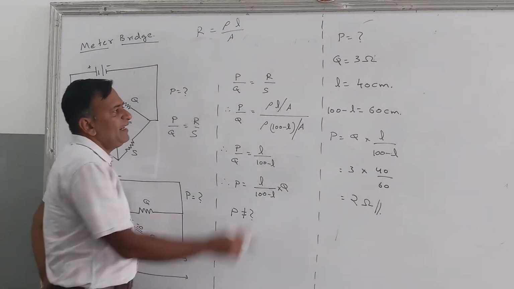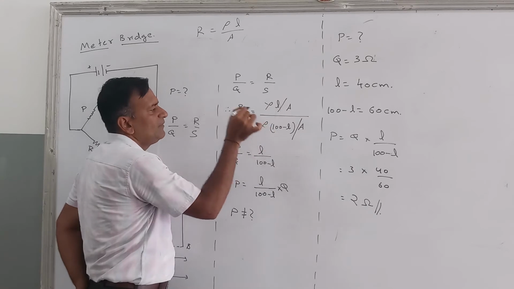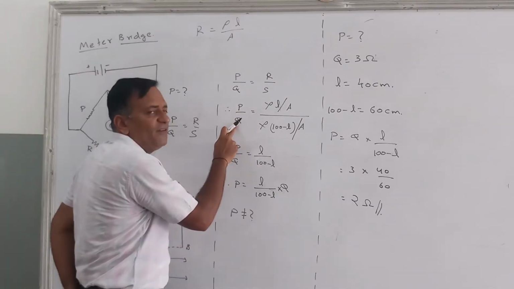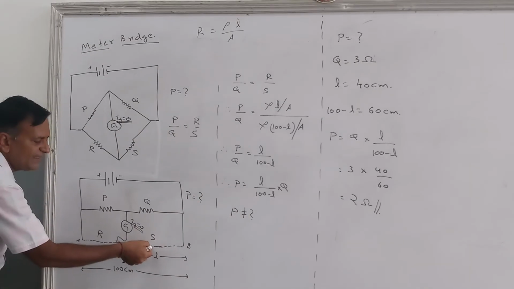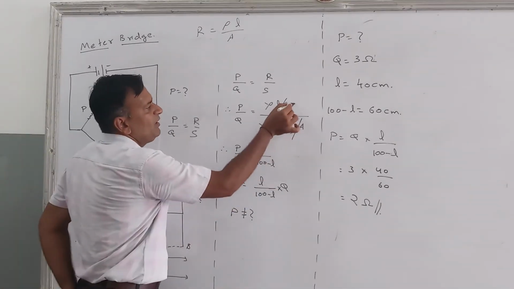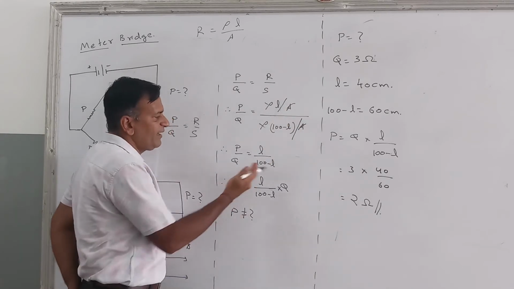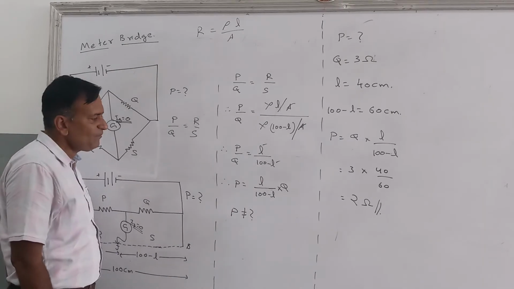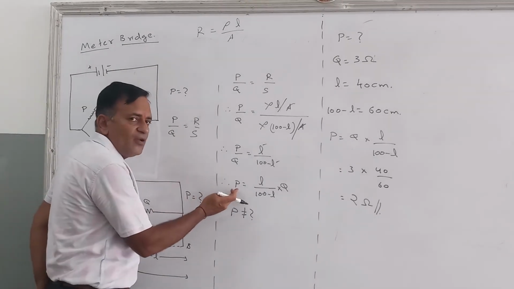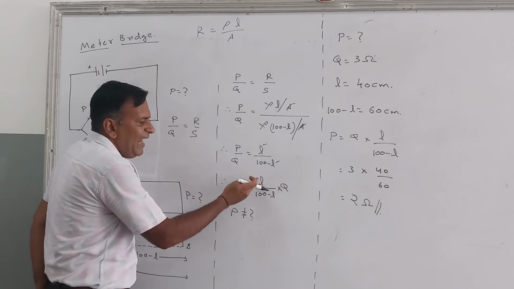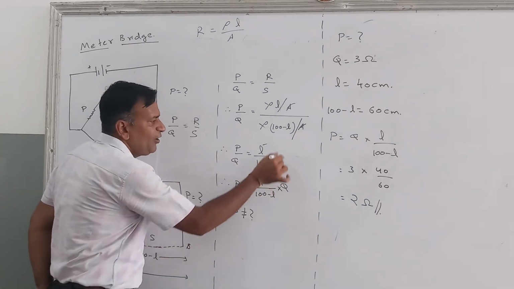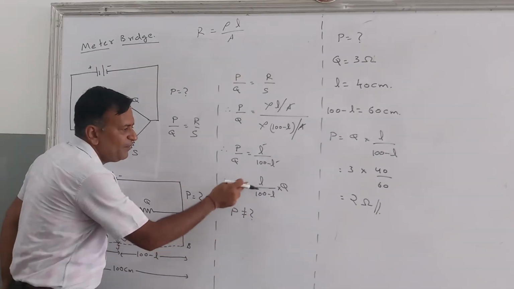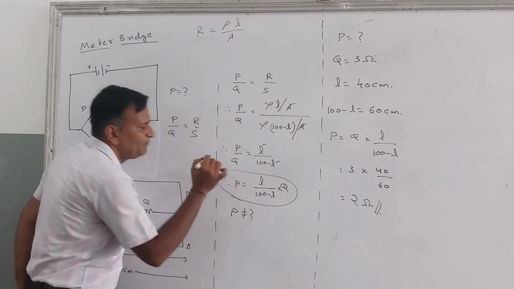Now see, resistivity upon resistivity gets cancelled. The area of the wire is the same throughout, the thickness also remains the same, so this also gets cancelled. What remains is L upon 100 minus L. So P by Q equals L upon 100 minus L. Bring Q to that side. Now P can be determined by using this formula.